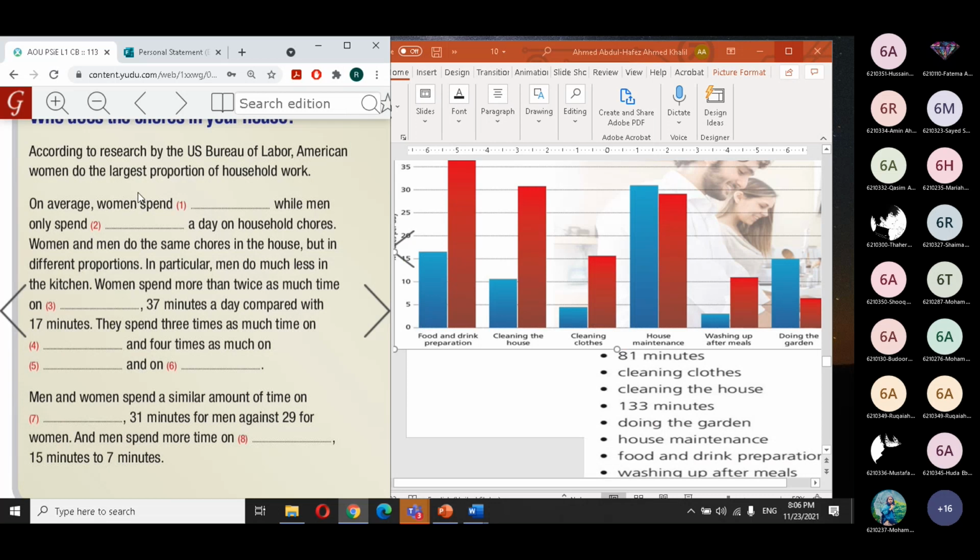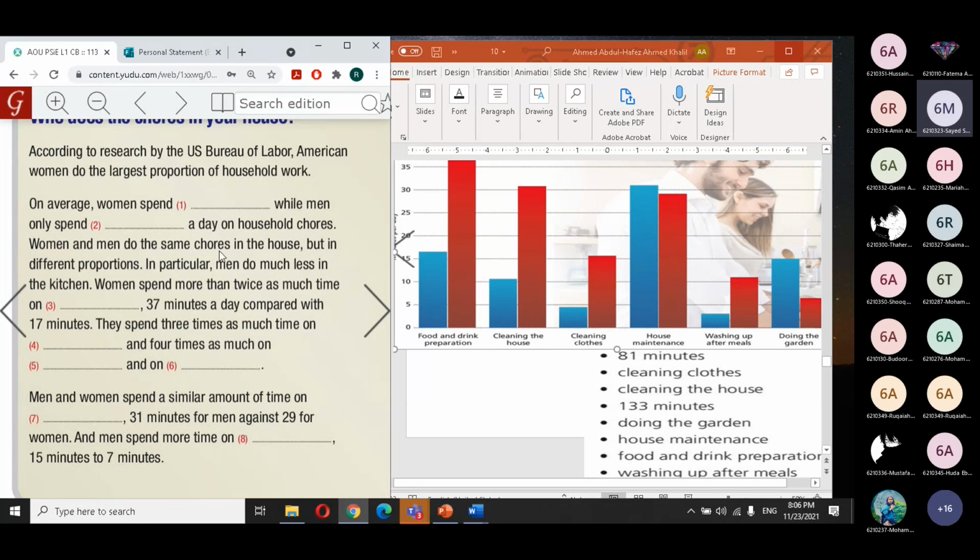Now, we said on average women spend, we agreed on this, 133 minutes, while men only spend, we agreed on what here? Men only spend what? 81. Yes, men spend 81 minutes. Here we are talking generally about the general time. Women spend 133, while men only spend 81 minutes a day on household chores. All of them.